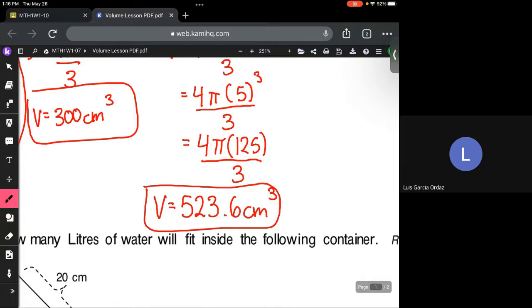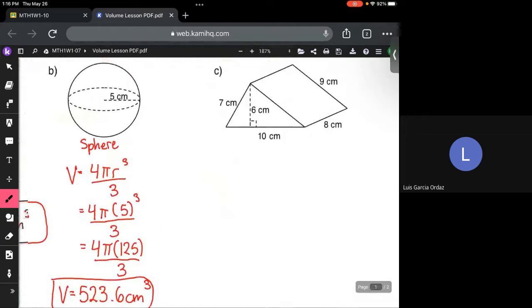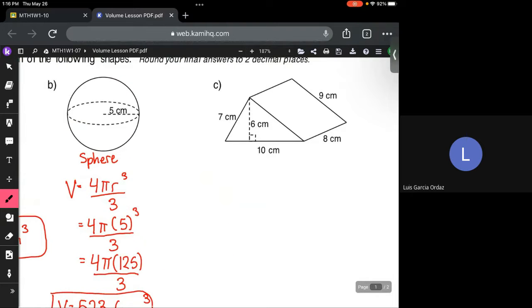So what type of shape do we have for the next one, Kareem? Triangle. Triangular prism. Thank you. It's a slanted triangle. Okay, so the volume for a triangular prism is going to be base times length times height divided by 2.